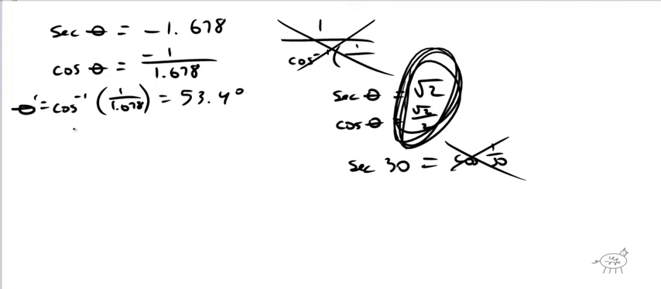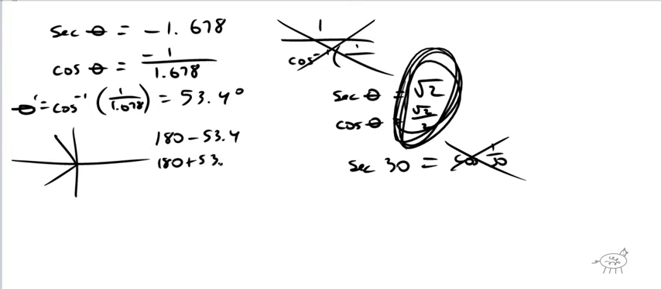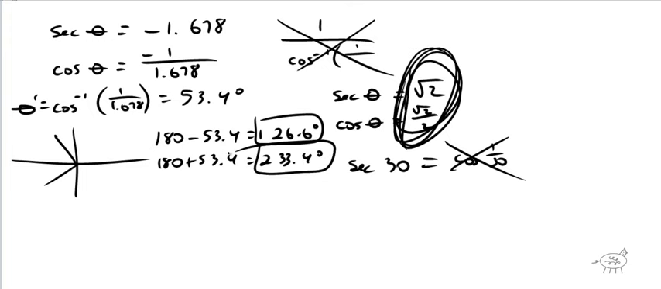And then where is secant, or in this case cosine, negative? It's negative here and here. So we're going to do 180 minus 53.4 and 180 plus 53.4. Okay, so that gives us 126.6 degrees and 233.4 degrees. Okay? Pretty straightforward, right? Alright, let's do another one here.